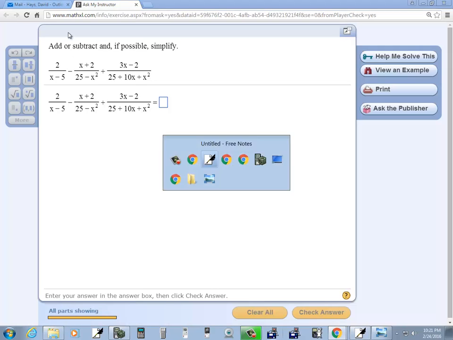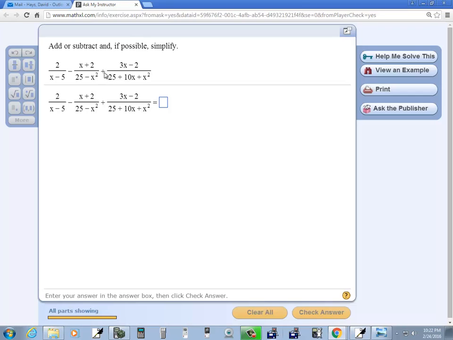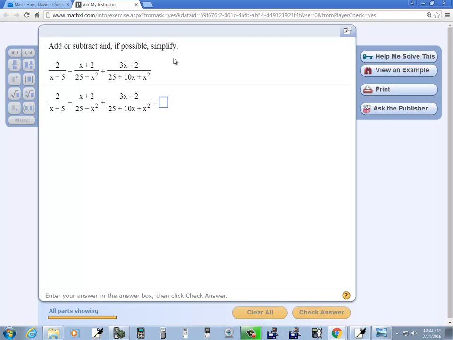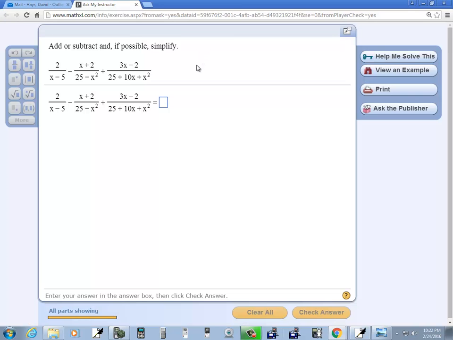2 over x minus 5, minus x plus 2 over 25 minus x squared, plus 3x minus 2 over 25 plus 10x plus x squared.